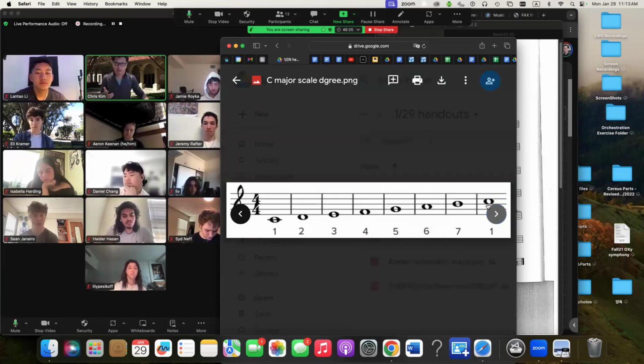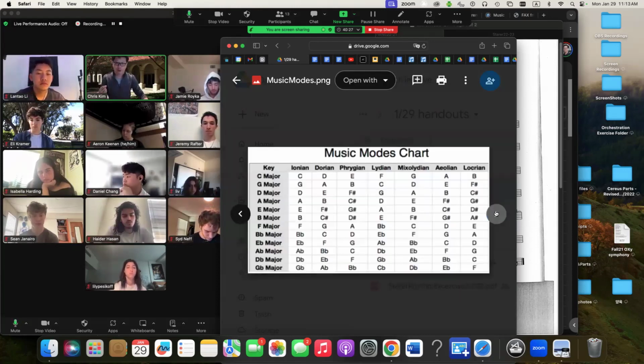I also have a mode chart with Ionian, Dorian, Phrygian, Lydian, Mixolydian, Aeolian, Locrian. For a long time, people would tell me all these modes, but I couldn't remember what's what. So this is a handy dandy chart. If you're a jazz improviser or a producer, and somebody says, all right, I'm going to be in F Lydian, you'll know what that means. So you can refer to that chart.